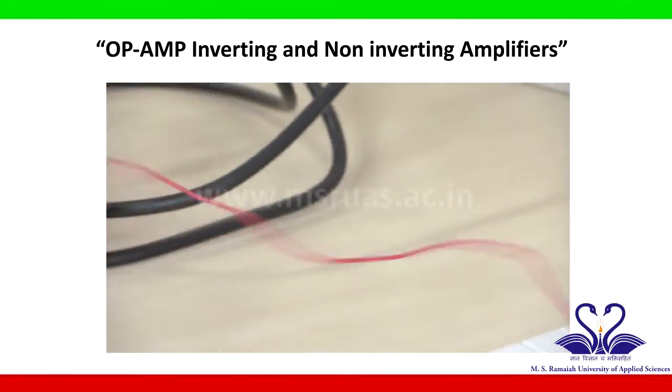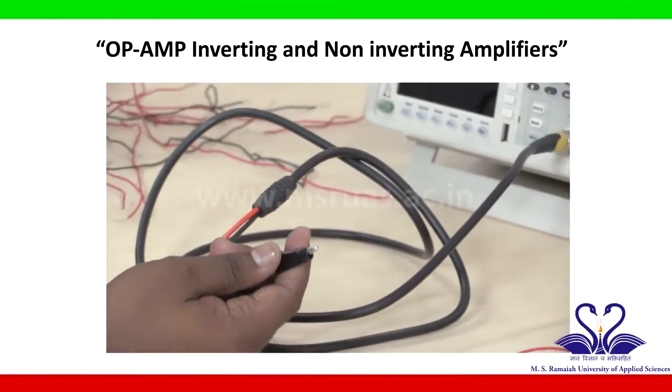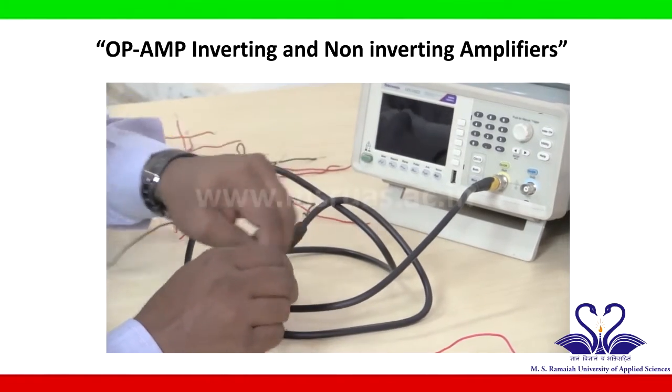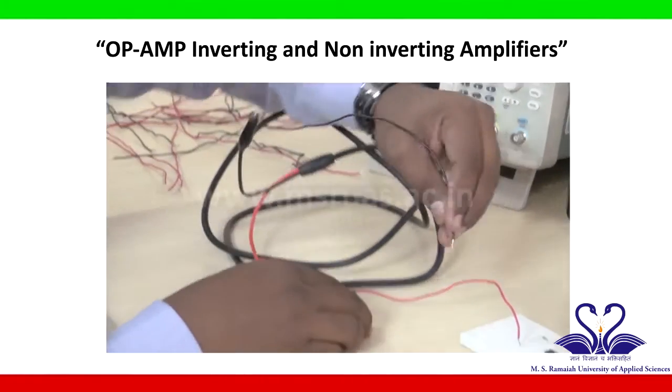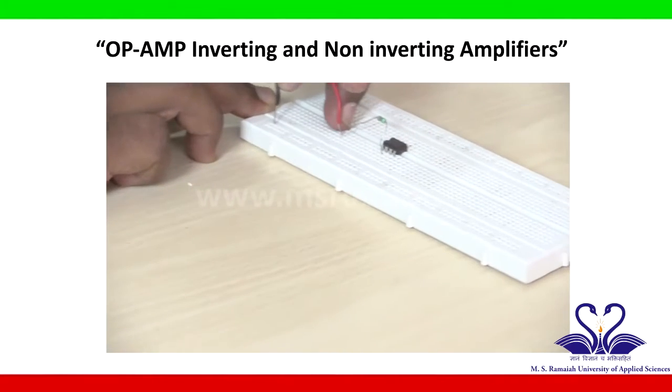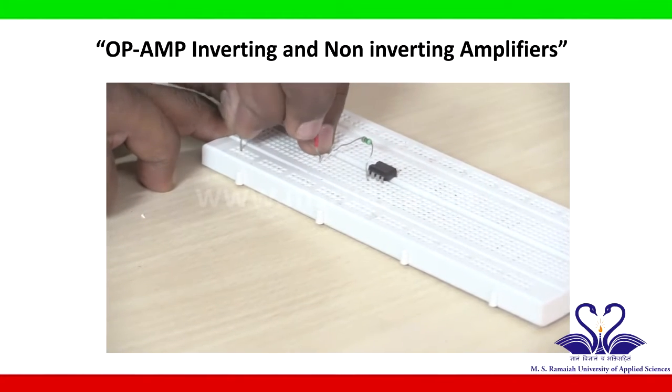And negative of input is connected to ground. Take a wire, connect to this probe negative which is connected to ground. Let us consider this bottom part of the breadboard. That is first row I will take as a ground, connected to ground.